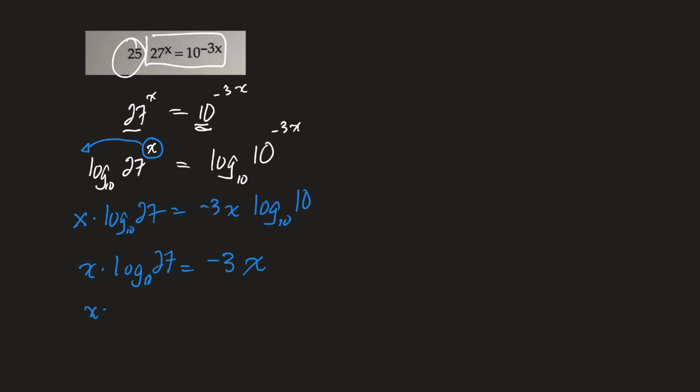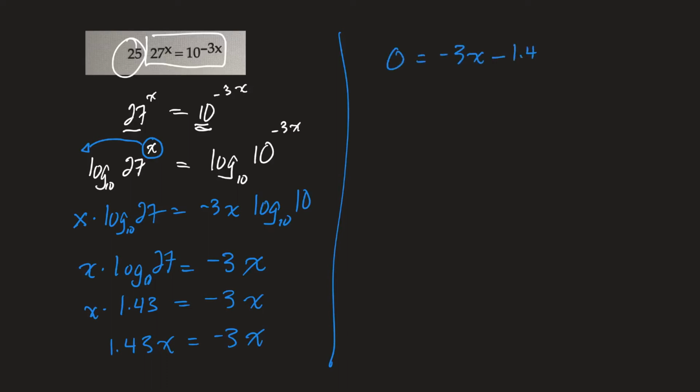So this would be x times 1.43 is equal to negative 3x, or that's the same thing as 1.43x is equal to negative 3x. I'll get the x's on the same side of the equation, so it'd be 0 is equal to negative 3x minus 1.43x. Maybe I could have put them both on the other side. Or 0 is equal to negative 4.43x. Now to solve for x, I'll divide both sides by negative 4.43. 0 divided by anything is 0. So my answer for that question would just come out to be x must be equal to 0.